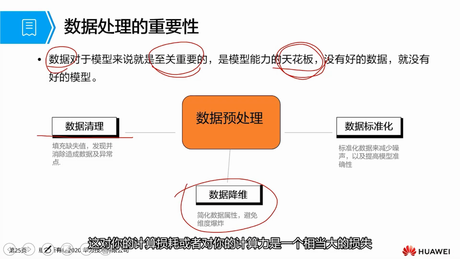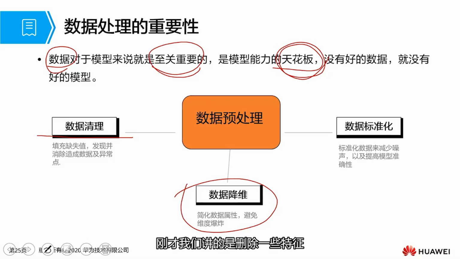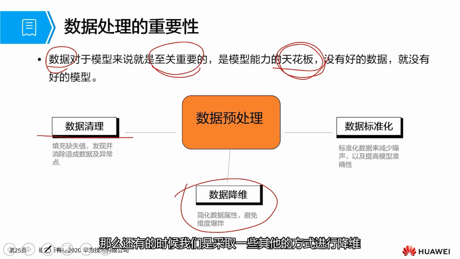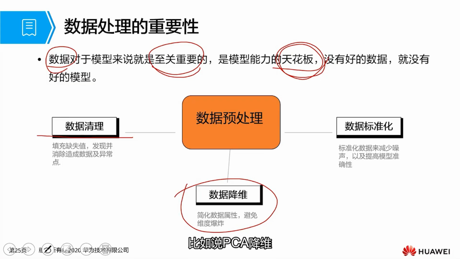Just now we talked about deleting some features. This belongs to low variance feature filtering. Simply delete these low variance features. And sometimes we use some other methods to reduce dimensions. For example, PCA dimensionality reduction achieves this by integrating certain features into a new feature, then achieving a dimensionality reduction effect.